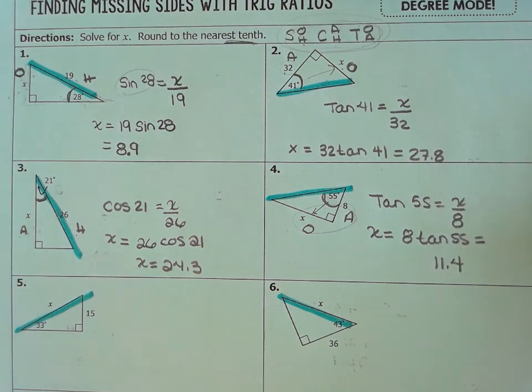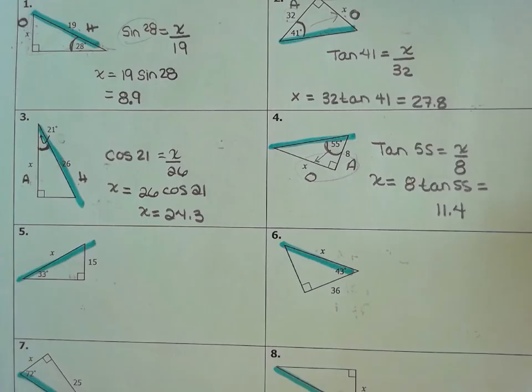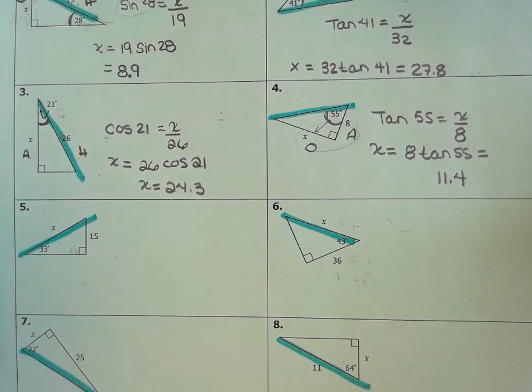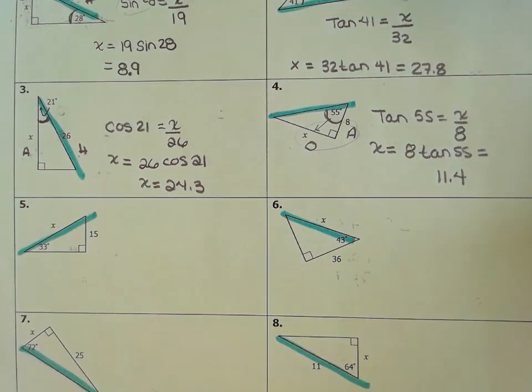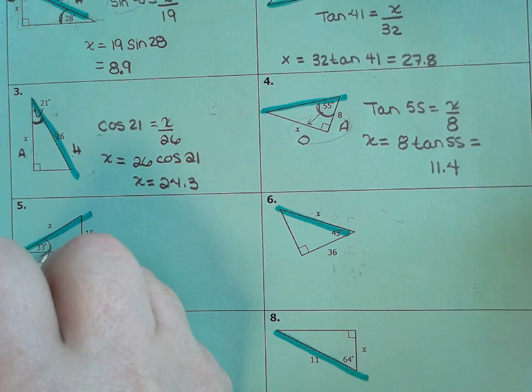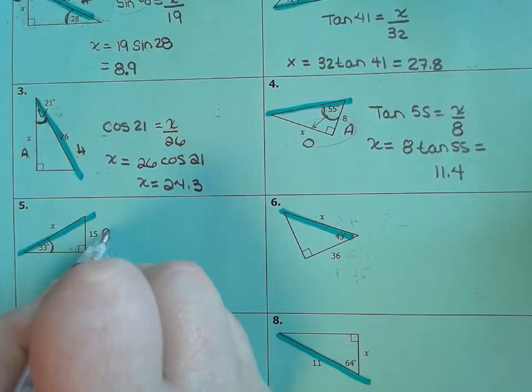Now I'm going to work it through algebraically once, and then I'm going to ask you to trust me on this one, because you don't have to work through it every time if you know the pattern. So 33, I have an opposite and a hypotenuse. So that is the sine.